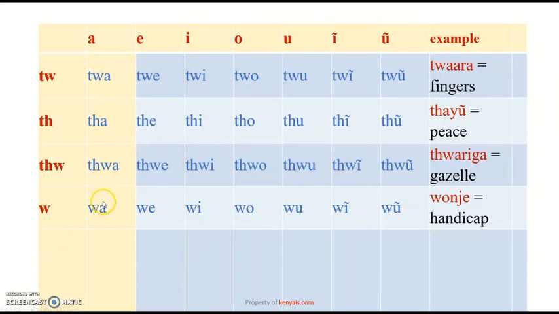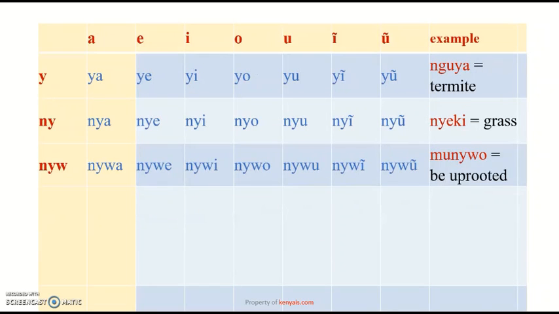Then we have wa, we, wi, wo, wu, we, wo. An example is wonje. Wonje is being handicapped, or somebody that is disabled. Wonje is a noun meaning being disabled. Then finally we have the last set, which is ya, ye, yi, yo, yu, ye, yo.